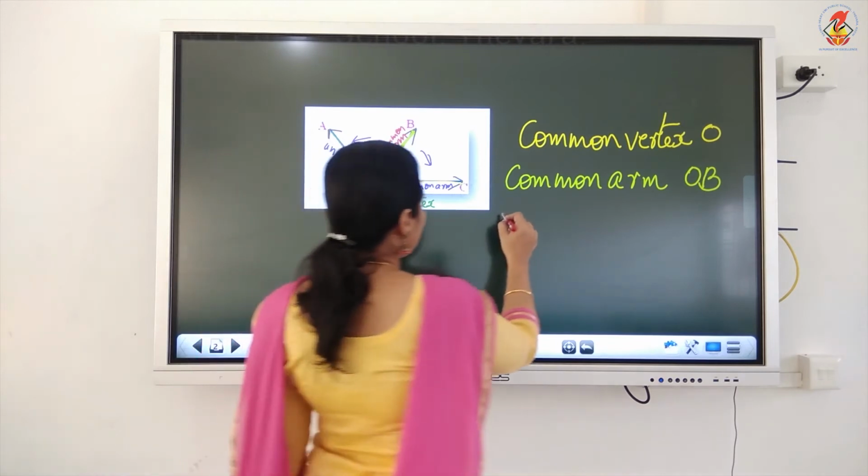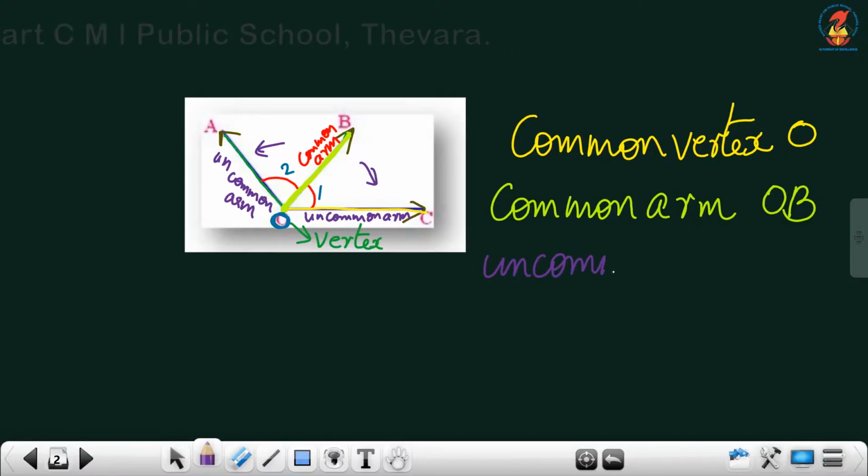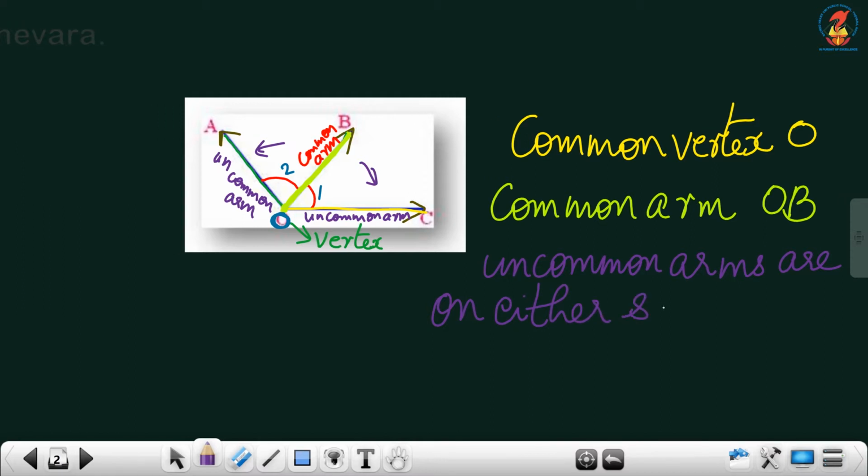So, what can you write here? Uncommon arms or non-common arms are on either side of the common arm.